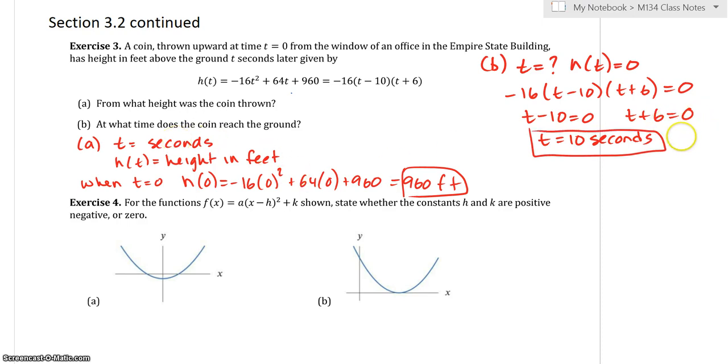And the second one, by the way, doesn't even make sense. That says T equals negative 6 if you subtract 6 from both sides, and negative time does not make sense, so we just cross it out, and the answer is in 10 seconds. The coin hits the ground in 10 seconds.